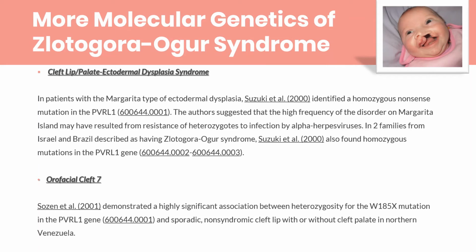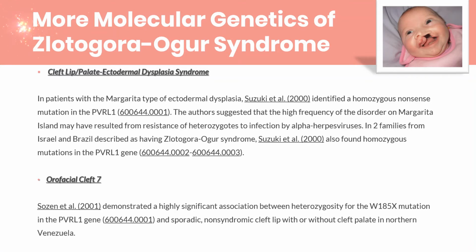Some more molecular genetics of Zlotogora-Ogur syndrome. In patients with the Margarita type of the ectodermal dysplasia, they identified a homozygous nonsense mutation in the PVRL1 gene. The authors suggested the high frequency of this disorder on Margarita Island has resulted from resistance of the heterozygotes to infection by the alpha herpesvirus. And two families from Israel and Brazil described as having Zlotogora-Ogur syndrome also had homozygous mutations in the PVRL1 gene. So that was pretty interesting.